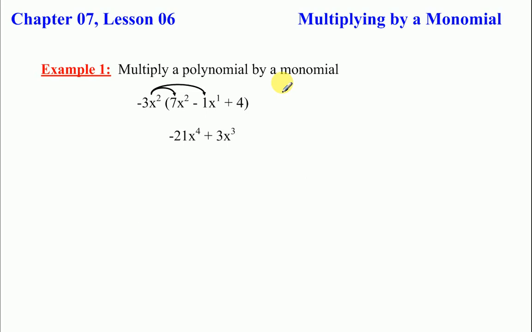Okay, this is where we tend to make a mistake. If you don't write that 1 there, we often forget: 2 and 1 gives me 3. Okay, and then negative 3 times positive 4 is negative 12, and the x squared stays as it is. Notice now we have our exponents in descending order: 4, 3, 2.